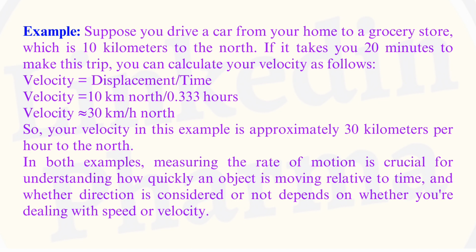Velocity equals displacement per time, equals 10 kilometers north per 0.333 hours, approximately equals 30 kilometers per hour north. So, your velocity in this example is approximately 30 kilometers per hour to the north. In both examples, measuring the rate of motion is crucial for understanding how quickly an object is moving relative to time, and whether direction is considered or not depends on whether you are dealing with speed or velocity.